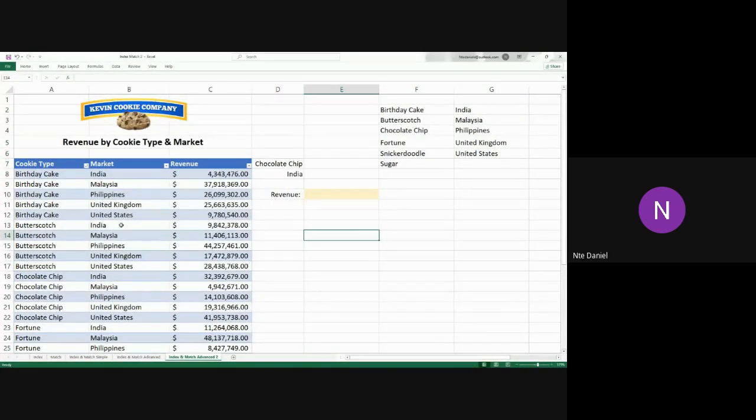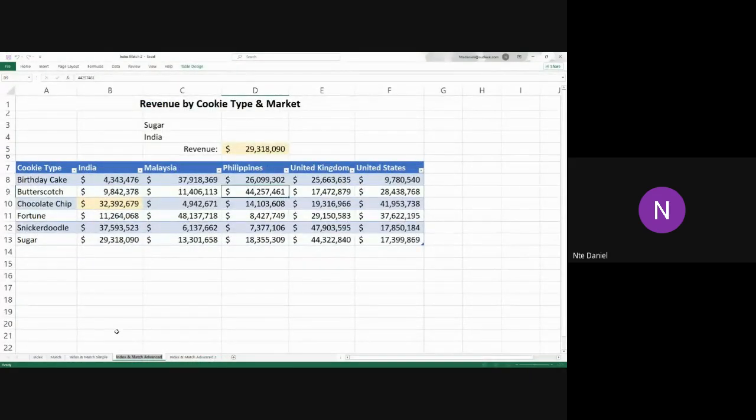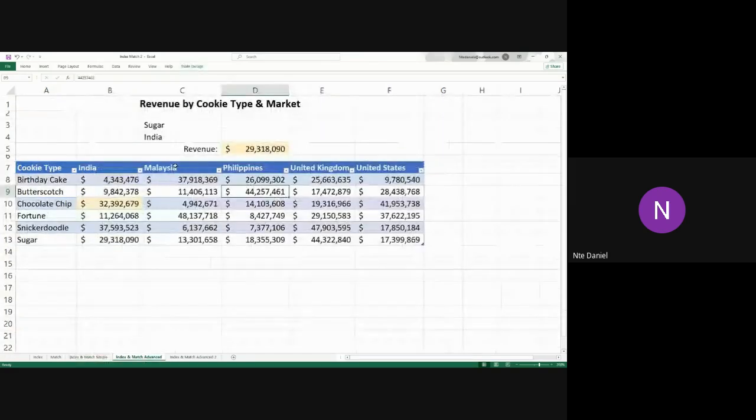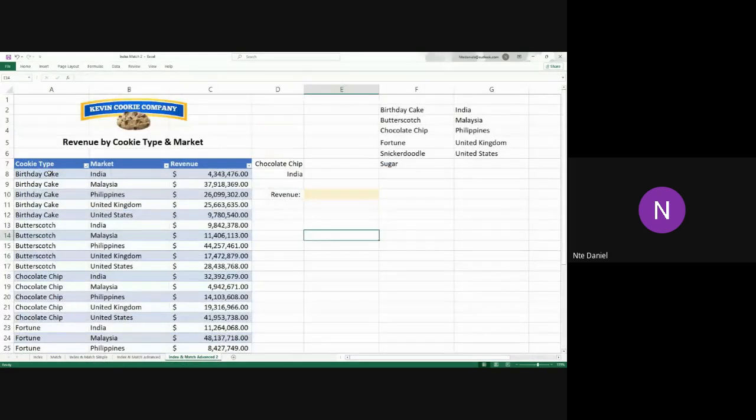So now, here we're faced with a different problem from what we were facing here. All of this here, we didn't deal with duplicates, but here we have duplicates. So how do we navigate through these duplicates? We need to map them together. What do I mean by that? So we need to search for birthday cake India as one entity, birthday cake Malaysia as one entity, birthday cake Philippines as one entity. So how do I do that?